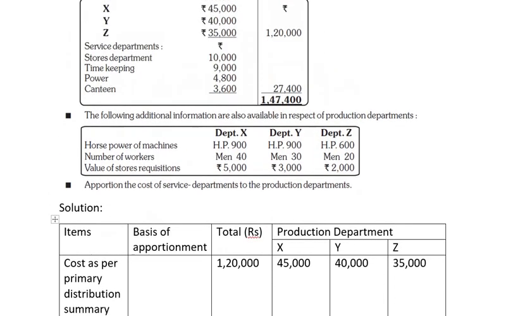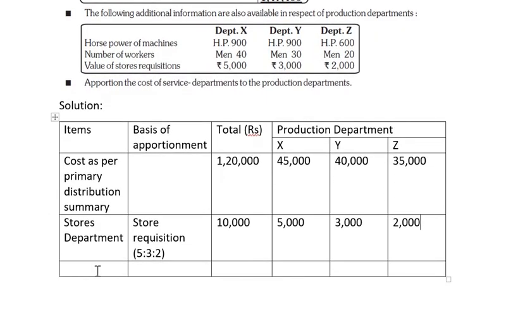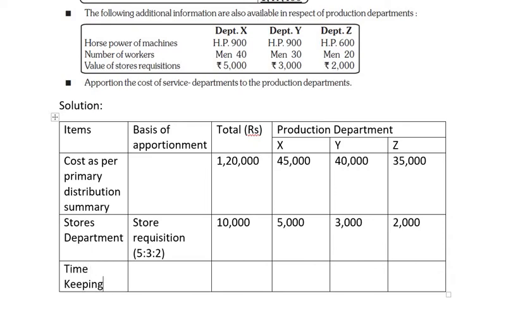Next expense is timekeeping. Timekeeping is 9,000. So let's start with the timekeeping. Timekeeping amount is given to be 9,000. Now let's see how to divide the timekeeping. Timekeeping is to be divided as per number of workers. So we can write number of workers. Now if we are going to see number of workers, it's 40, 30 and 20. So calculate the ratio. It will be 4:3:2.